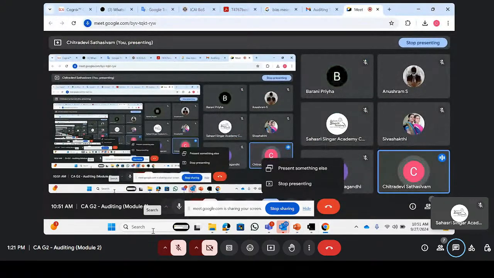I will do one thing. I will send this PowerPoint presentation, whatever we discussed today, so that it will be easier for you to go through it completely. Tomorrow we'll start in continuation with the remaining chapter, like types of audit opinion. I think we'll be able to finish this chapter by tomorrow. We'll try our level best.